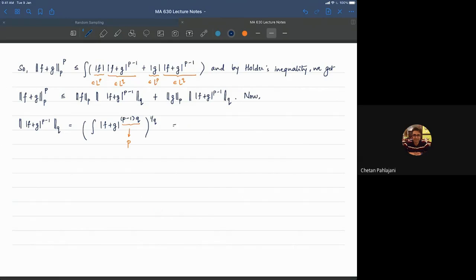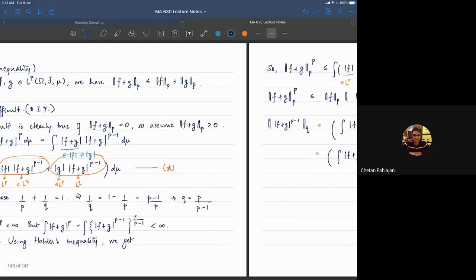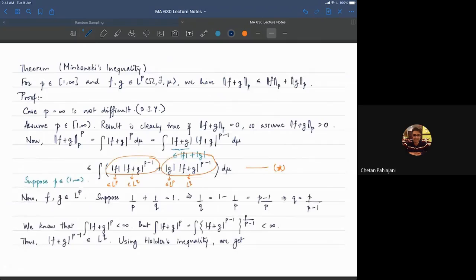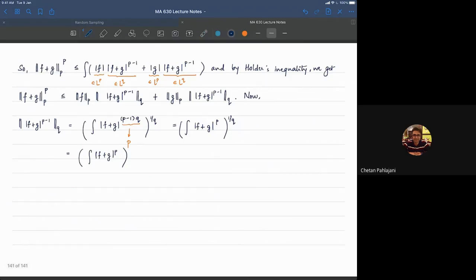So this is going to be the integral of absolute value of f plus g to the p, all to the power 1 over q. What is 1 over q? 1 over q is p minus 1 over p. So this is going to be the integral of absolute value of f plus g to the p, all to the power p minus 1 over p.